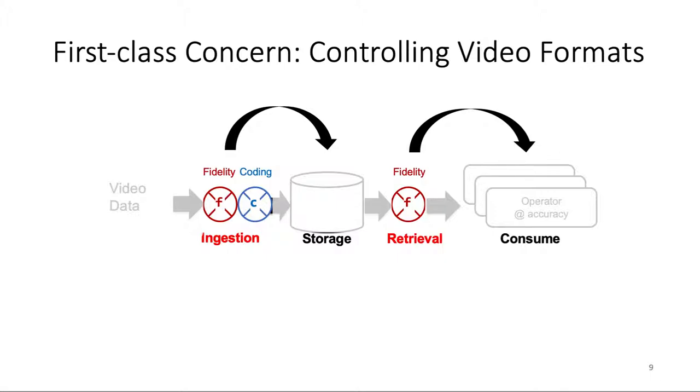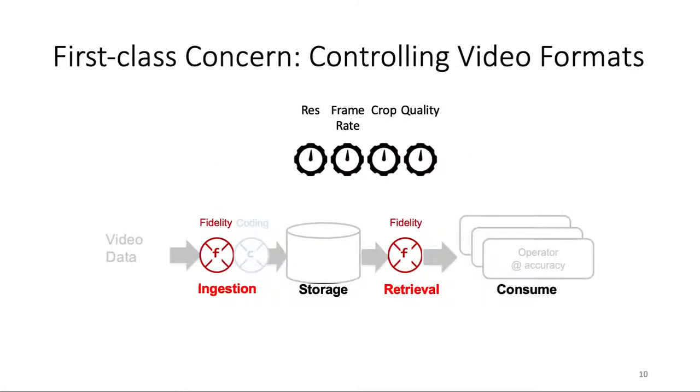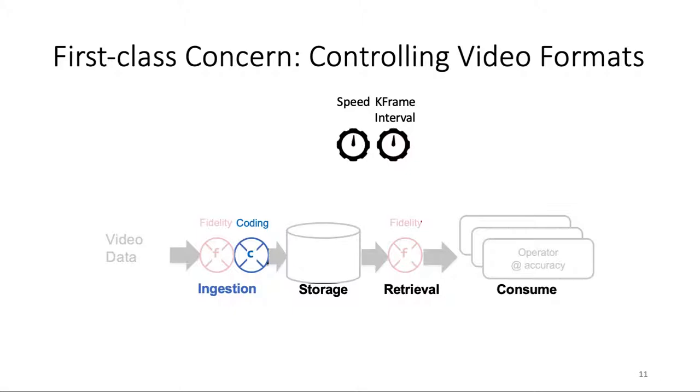The first-class design concern here is to control the video formats, and there are 2 places to tune those formats. The first is at ingestion time, for storage purposes, and the second is at retrieval time, for consumption purposes. So the fidelity knob includes the resolution, frame rate, crop factor, and video quality. And the coding knob consists of the speed step and the keyframe interval.